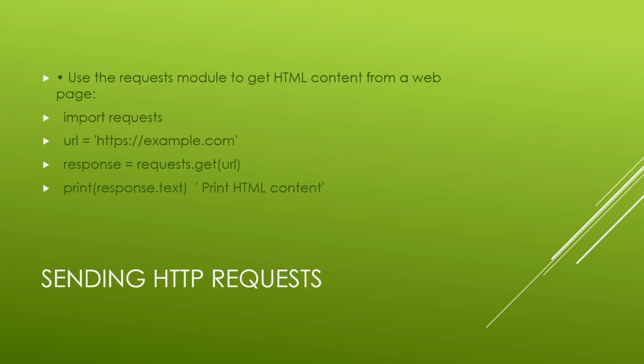Once the libraries are installed, we can send HTTP requests to fetch a web page. For example, we use the requests library to send a GET request to a URL and then access the HTML content using response.text. This gives us the raw HTML of the page, which can be parsed with BeautifulSoup.